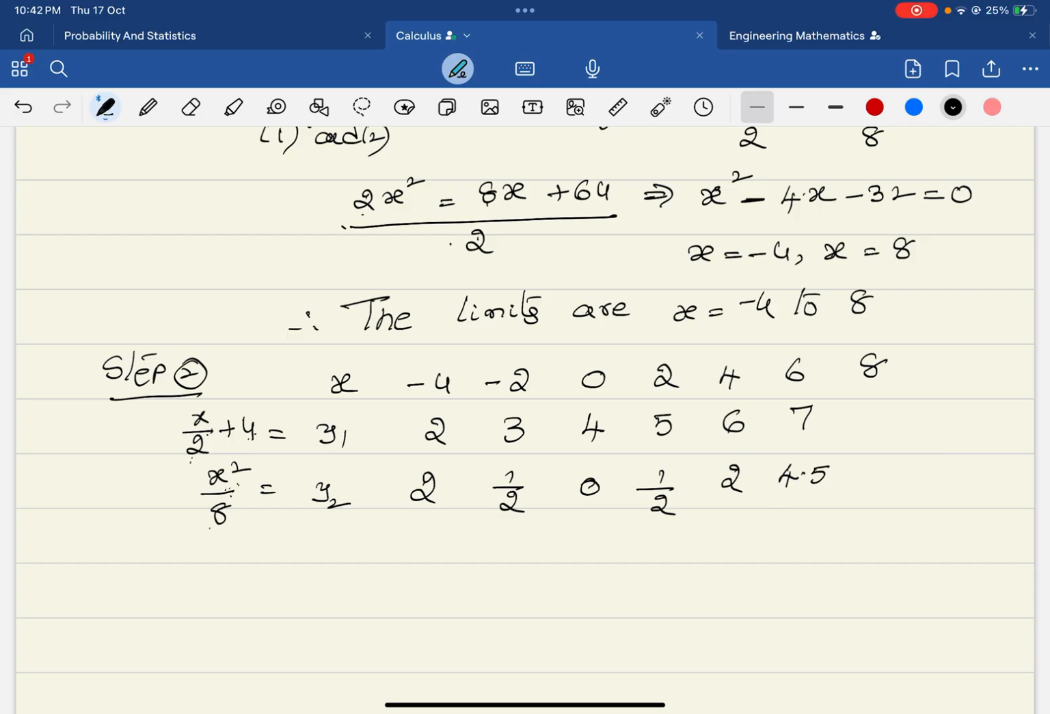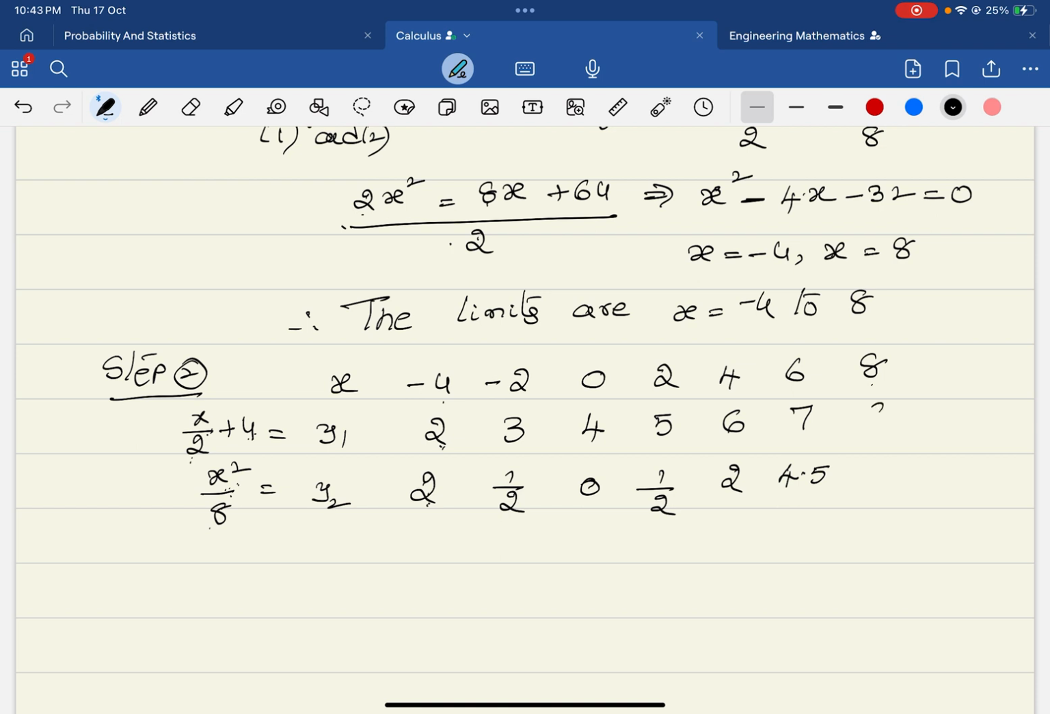36 by 8 means 4.5. And when x is 8, then what I had told you in the last problem, whenever you are writing this table, you should understand what the beginning points are. My beginning point is x is what? Minus 4. At the value minus 4, I have got y1 and y2 are the same value. So I can say that both of them are intersecting at this point. Now, are they intersecting at 8 or not? We are going to check now.